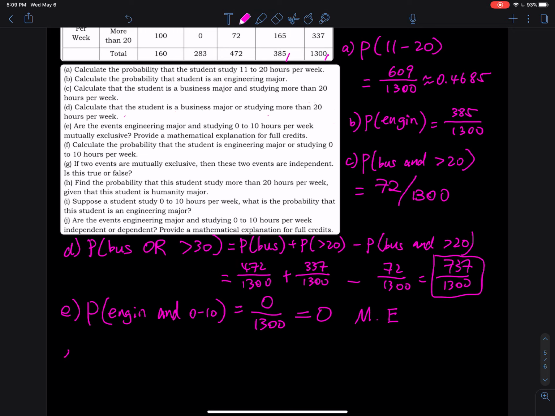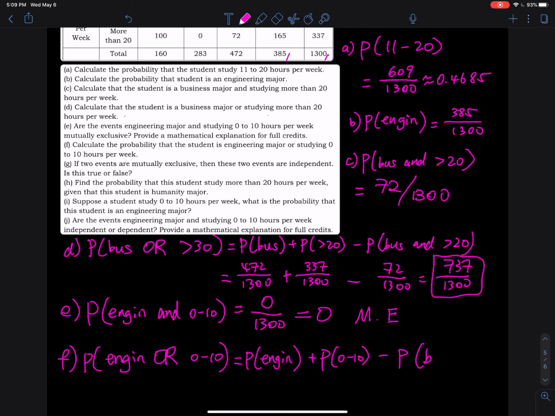So F is probability engineering or study 0 to 10. So this one we have to do the plus and then subtract, right? So that is probability of engineering plus 0 to 10 and then minus their joint frequency. Let's just call this a both. Both means engineering and 0 to 10 hours every week.